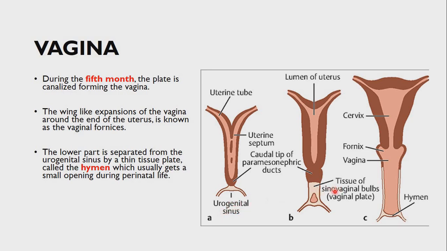This will later on form the vaginal plate. This vaginal plate will become canalized at the 5th month of fetal development. The wing-like expansion of the vagina, which is present around the end of the uterus, is known as the vaginal fornices. The lower part of the vagina here is separated from the urogenital sinus by a thin tissue plate, and this thin tissue plate is called the hymen, and this hymen usually gets a small opening during perinatal life.